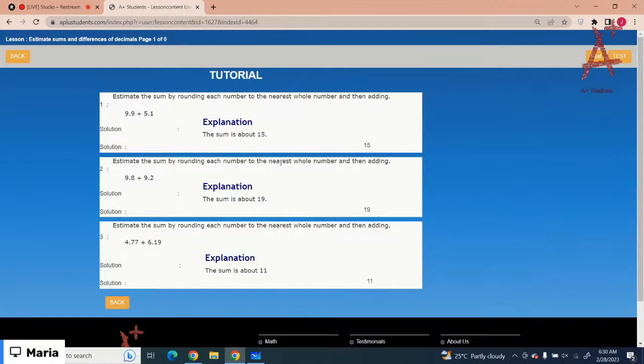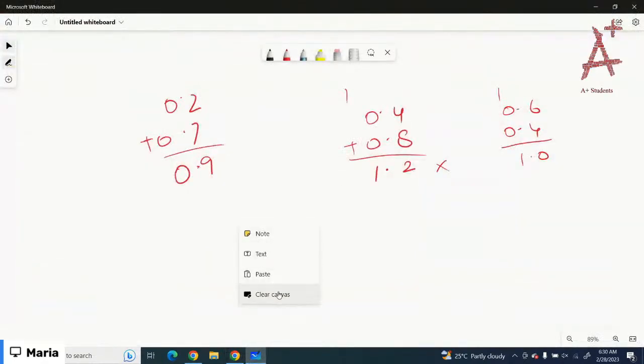Okay, let's start with the first example. Estimate the sum by rounding each number to the nearest whole number and then add. You have to round them to the whole numbers and then you have to add. Let's start with 9.9 plus 5.1.